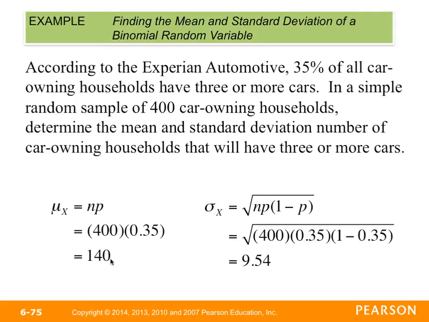And then if you want your standard deviation, you take n times p times 1 minus p, and then you take the square root of that. And for that, you should get 9.54. And these formulas are also given under Chapter 6. So you would use these when you have some kind of binomial random variable.